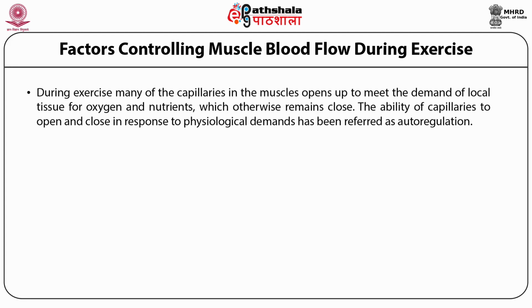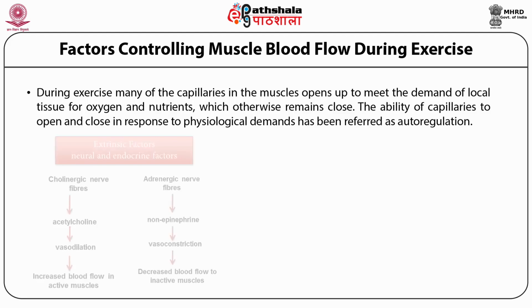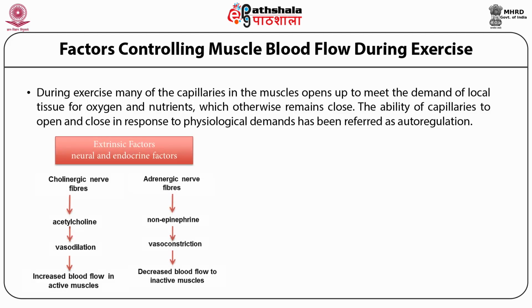During exercise, many of the capillaries in the muscles, which otherwise remain closed, open up to meet the demand of local tissues for oxygen and nutrients. The ability of capillaries to open and close in response to physiological demands is referred to as autoregulation, and it can be extrinsic or intrinsic, as can be seen from this picture. The extrinsic regulation refers to the neural and endocrine factors. Now let's see the extrinsic regulation in detail.